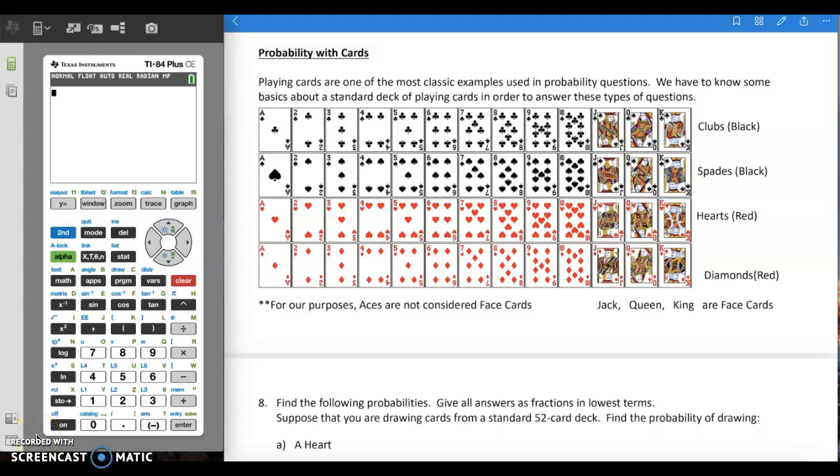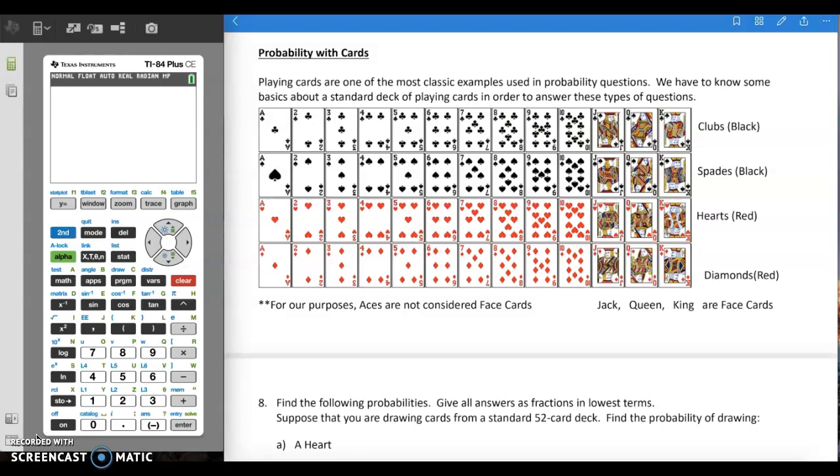Playing cards are one of the most typical ways that probability illustrations are given, and not everyone is super familiar with all of the traits of a deck of regular playing cards. So you want to make sure you know the basics about a standard deck of playing cards in order to be able to answer these types of questions appropriately.